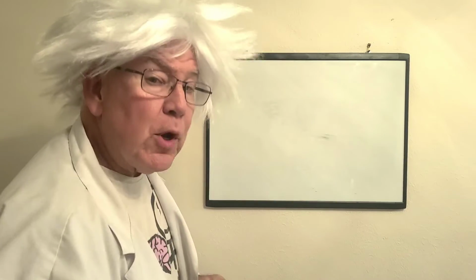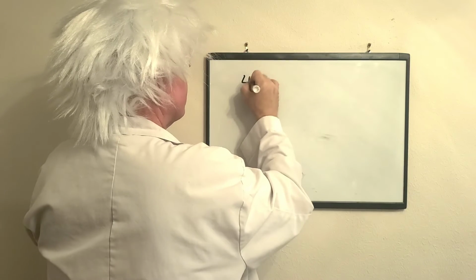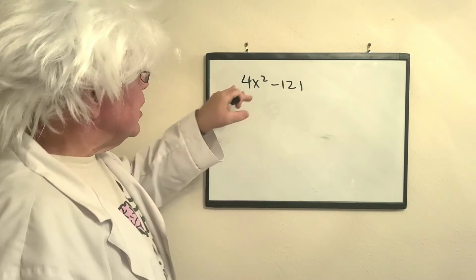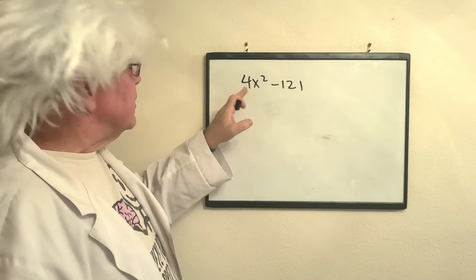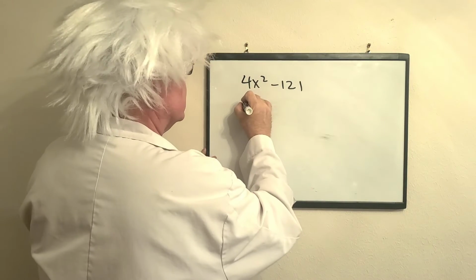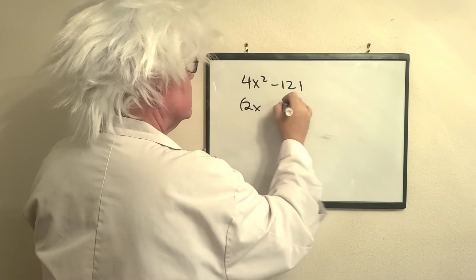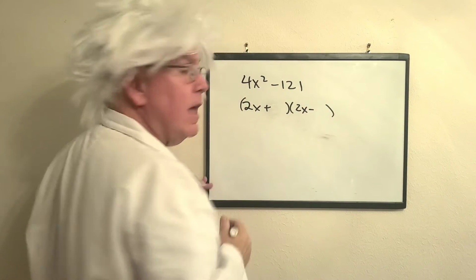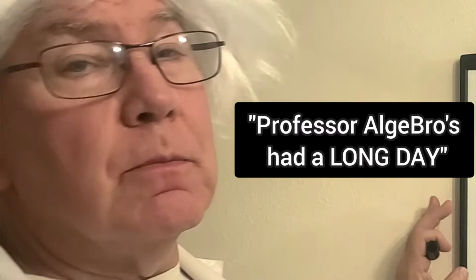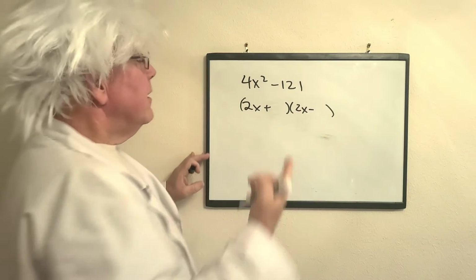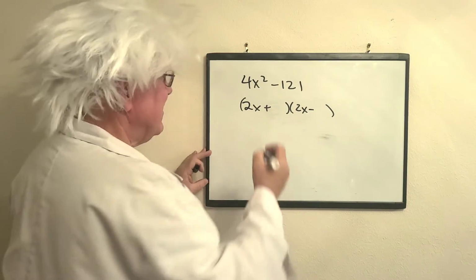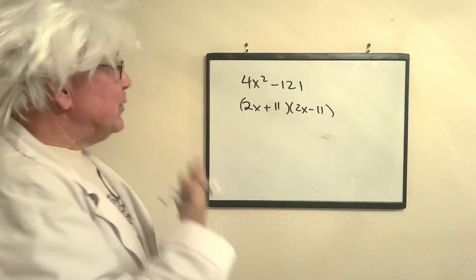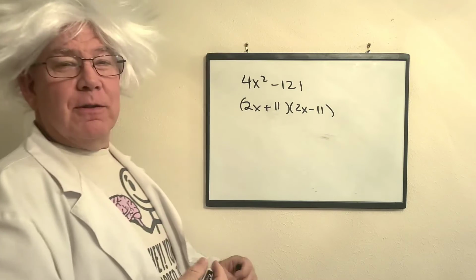Let me give you a little bit harder one. Same deal. Is that a perfect square? Of course it is. 4x squared. The square root of 4x squared is 2x. What is the square root of 11? Oh, excuse me, 121. Professor Algebro's had a long day. Square root of 121 is 11. So, we have 2x plus 11, 2x minus 11.